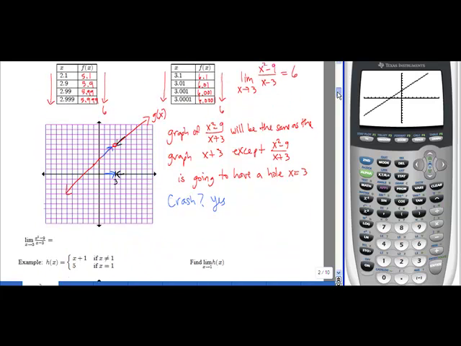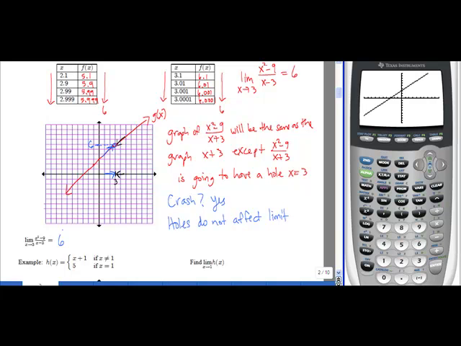Does it matter that there's a hole there? In terms of limits, the answer is no. Holes do not affect the limit. It's only what matters as we get close to 3, not what happens right at 3. So what you need to ask yourself is, do the cars want to crash? Yes. And at what height do they want to crash? Since they want to crash right at this open circle, which happens to be at a height of 6, then that is what we get to say the limit is.